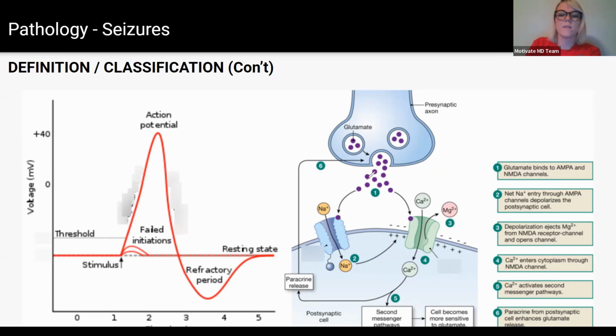We have all these secondary neurotransmitters. Here's glutamate, and we have this presynaptic neuron releasing it. What we're seeing in this image to the right is that glutamate binds, and calcium is basically the second messenger here. So that's another image of that.